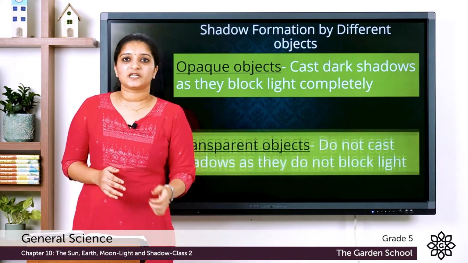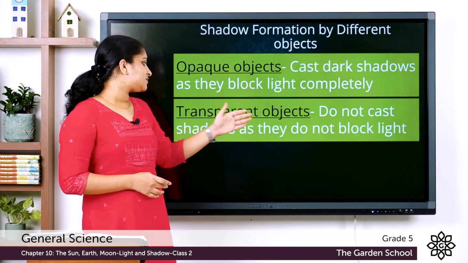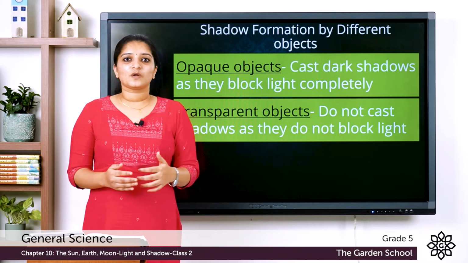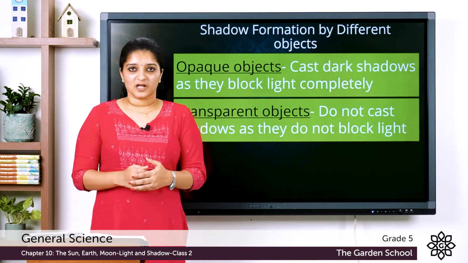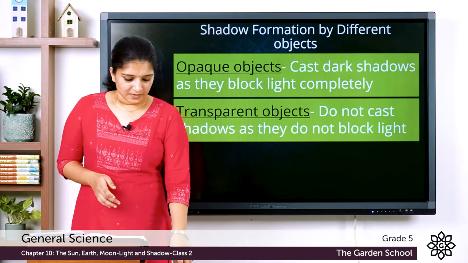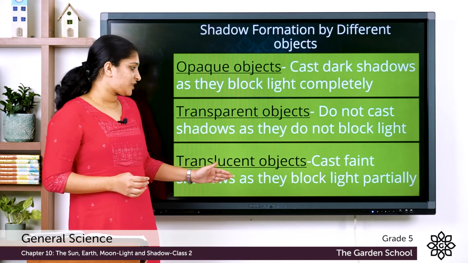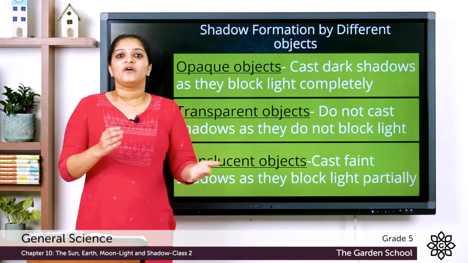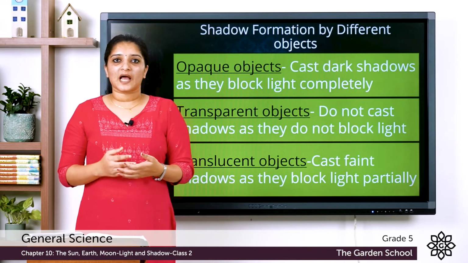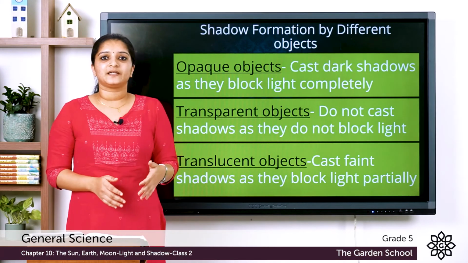Now let's consider the second type of object, the transparent object. Transparent objects do not cast shadows as they do not block light. We learned that transparent objects allow light to easily pass through them, and hence no shadows are formed by them. The last type, the translucent objects, cast faint shadows as they block light partially. We learned that translucent objects allow only a small amount of light to pass through them. Because of this, they cast only faint shadows behind the objects.